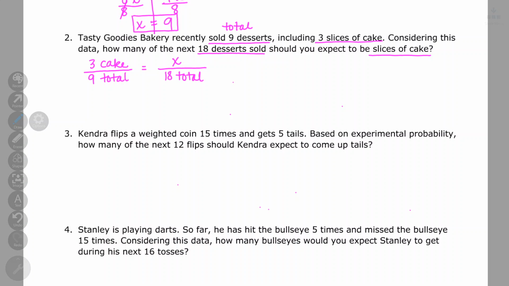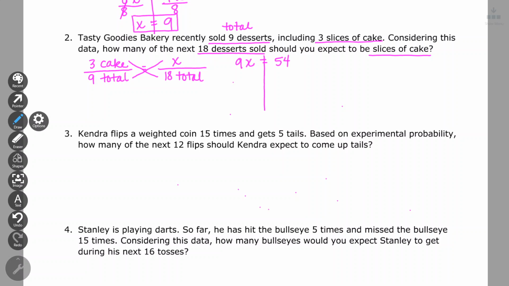If you put the total on the bottom in the first fraction, the total has to be on the bottom in the second fraction. So you want them to have the same: cake in the numerator spot and the total in the denominator spot. All right, now we can cross multiply. 9 times x is 9x, and then 3 times 18. Now you can use your calculator if you need to. 3 times 18 is 54.